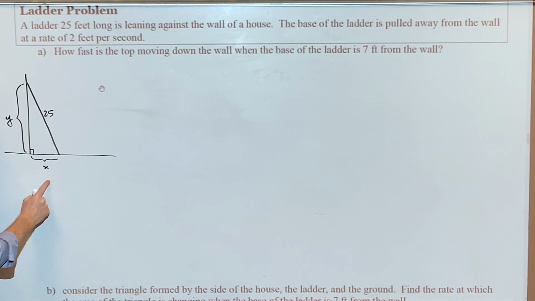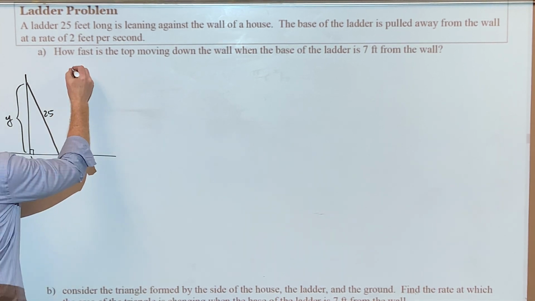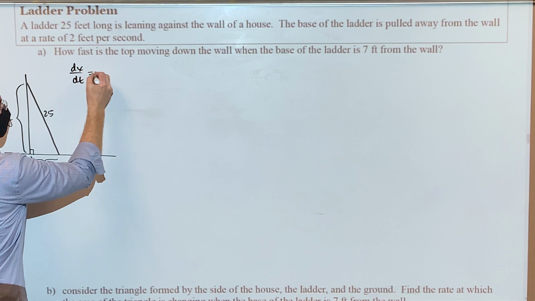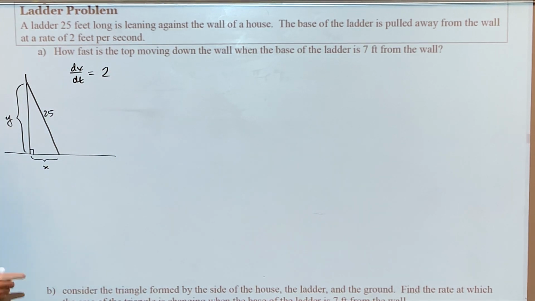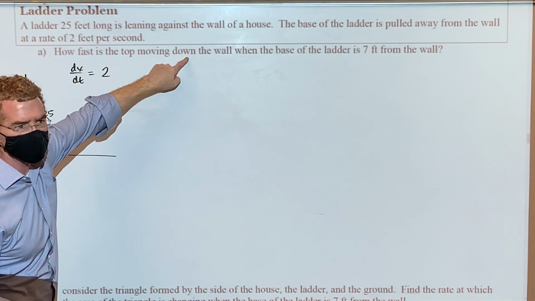It says the base of this is pulled away at a rate of 2 feet per second. So what did I just give you? dx/dt, the rate of change of x, would be 2. And is that increasing or decreasing? So it's positive.